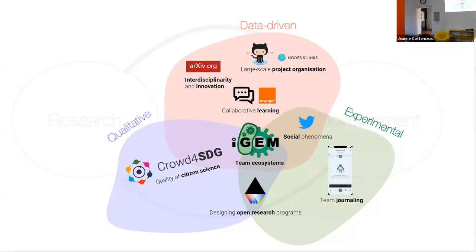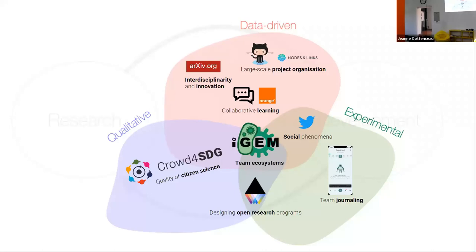We have an experimental approach where we actually collect data with self-reports, for example an application to get data from the communities. We also have a qualitative approach where we use interviews and questionnaires to better understand, for example, patterns of innovation. For that we work with people who are specialists in innovation studies.